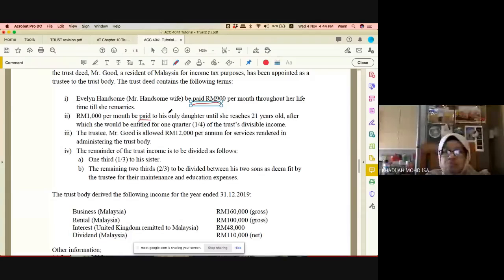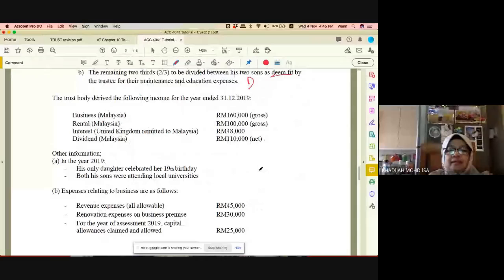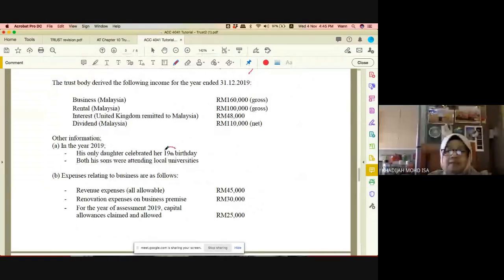The trustee allowed 12,000 administering the trust body. And the remainder of the trust is to be divided between 1/3 to the sister. So this one is a non-discretionary, and the remaining 2/3. So that's why you have to divide between ND dengan D. So this one and deemed fit. So means that this is the discretionary portion. Okay, and then you are given business rental interest dividend, and then now you are still 19 years old. So means that you are going to continue paying annuity. Not accumulation, yeah, annuity.